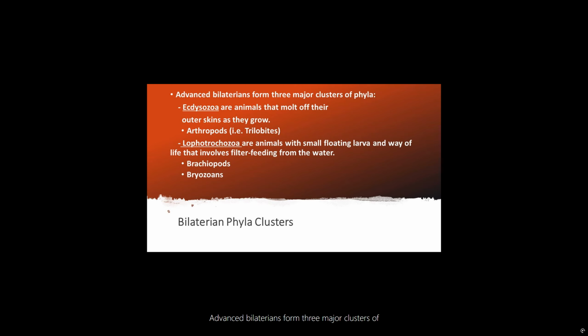Advanced bilaterians form 3 major clusters of phyla. The ecdysozoa are animals that molt off their outer skins or outer skeletons as they grow. These are primarily the arthropods, which includes the extinct trilobites, crustaceans, and insects. The Lophotrochozoa are animals with small floating larvae and a way of life that involves filter feeding from the water with a tentacular or filamentous organ called a lophophore. They include the brachiopods and the bryozoans.